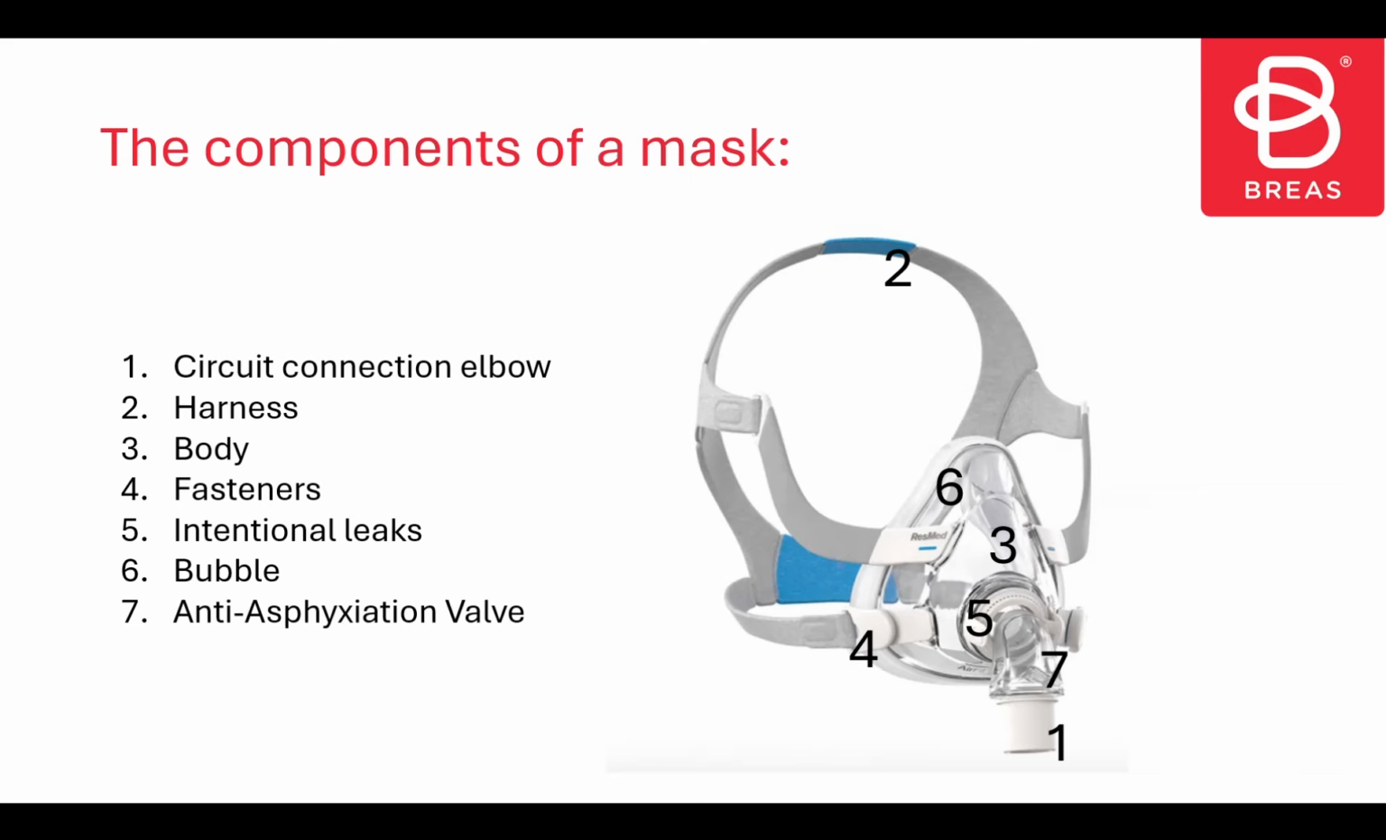In point number 1, we have the connections to the circuit. Point number 2 is the headgear. What is called the headgear is the part that goes around the patient's head. Number 3 is the body of the mask. Number 4 is the ties. We will see in detail that we have different types of fasteners. Number 5 is intentional leaks. When we use a single limb circuit, we will have to have leaks that we call intentional, because this is where the patient will exhale. Number 6 is the bubble, and number 7 is the anti-asphyxiation valve. This is in detail what the components of a mask are.